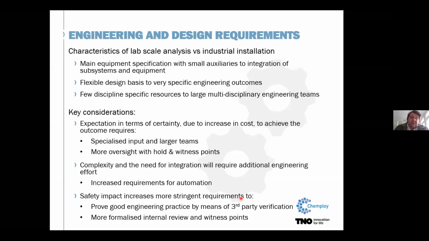So what are the key things that you need to consider when assessing the complexity of your engineering design? And of course, because of the expectations in terms of the certainty, due to the increase in cost, you need to achieve certain outcomes. Of course, nobody's going to give you a large amount of money and just not expect something from it. And the more money they give you, the more you need to be able to show what you've done with that money. So that necessarily requires specialized input and larger teams. You need to be more sure of what you say. And further to that, of course, there is an expectation of more oversight, more hold and witness points, more checks, as the funds that are being provided and the expectations associated with the outcomes become more and more specific.